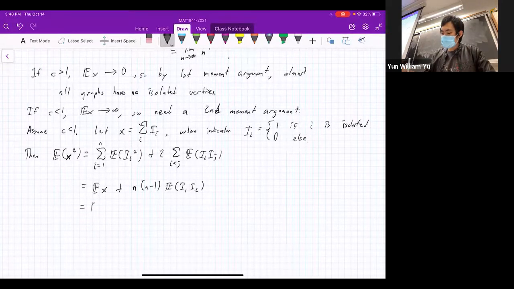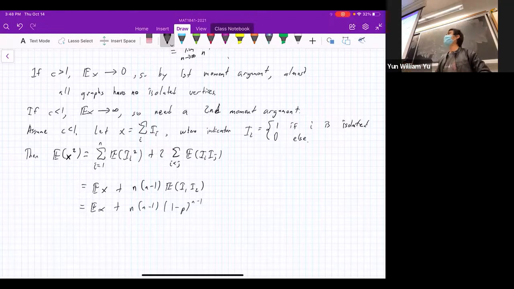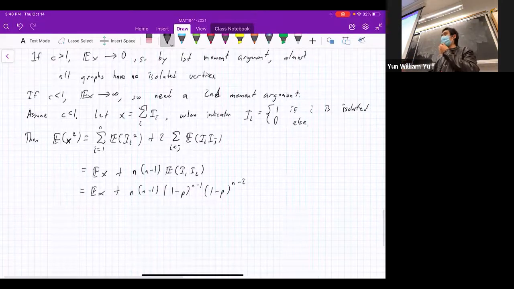And so this is equal to the expectation of x plus n times n minus 1 times (1 minus p) to the n minus 1. So that's the probability that I1 is isolated. But what's the probability that I2 is isolated? (1 minus p) to the n minus 2, right? Because you already know that the edge between 1 and 2 doesn't exist, condition on that. And so this actually gives you the full computation for these two expectations multiplied by each other.